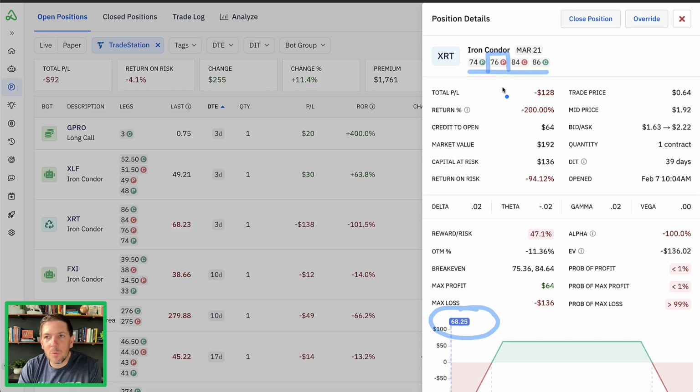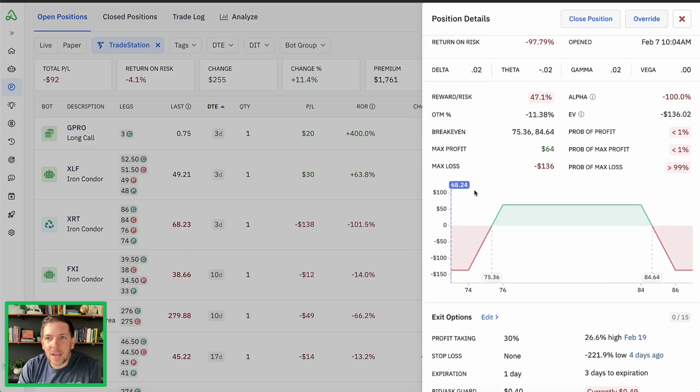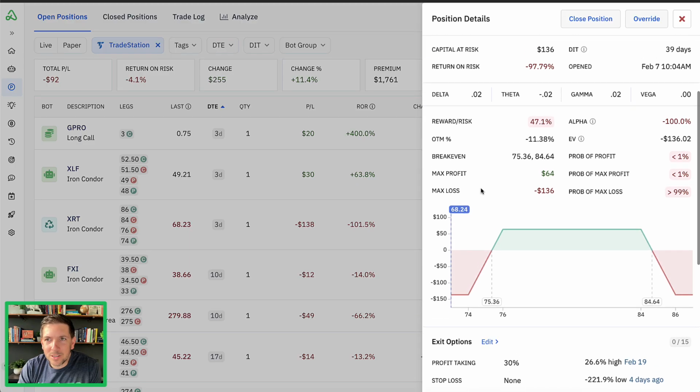But what we want to look at here in the initial position view is the trade price, so we know how much we got into this position for. So we originally sold this position for 64 cents. That's really important as we start to total up our P&L for this position. And then if you go down to the bottom here, what I like to look at too is the capital at risk, which you can see in two different places.